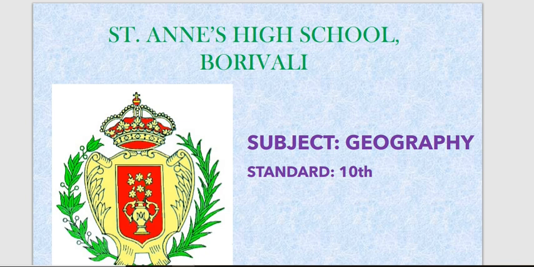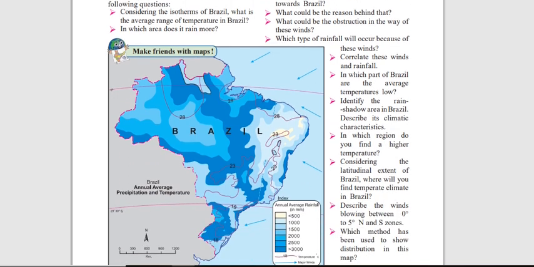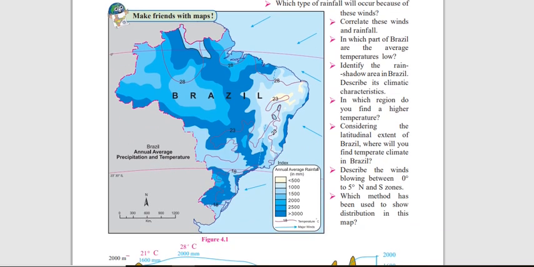Let us begin the fourth chapter, Climate. Let us learn about the climatic conditions in Brazil and India. Let us understand the climate of Brazil first with the help of figure 4.1. Those who are using the textbook, please go to figure 4.1.